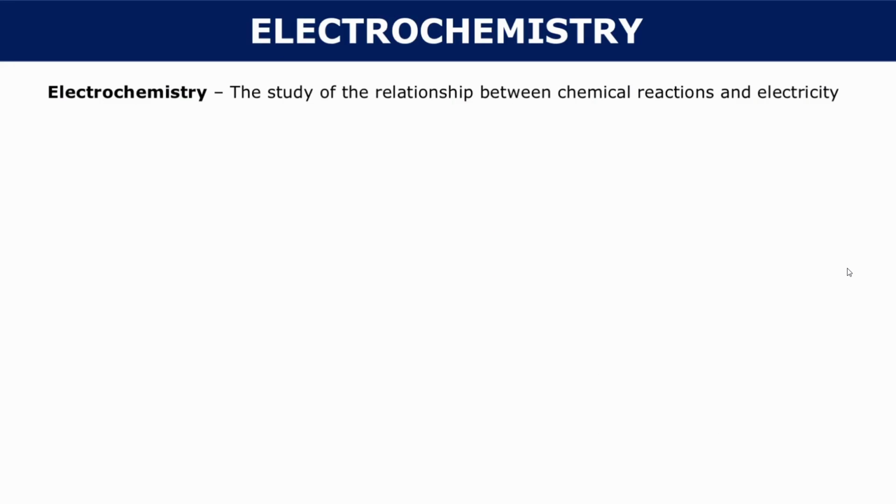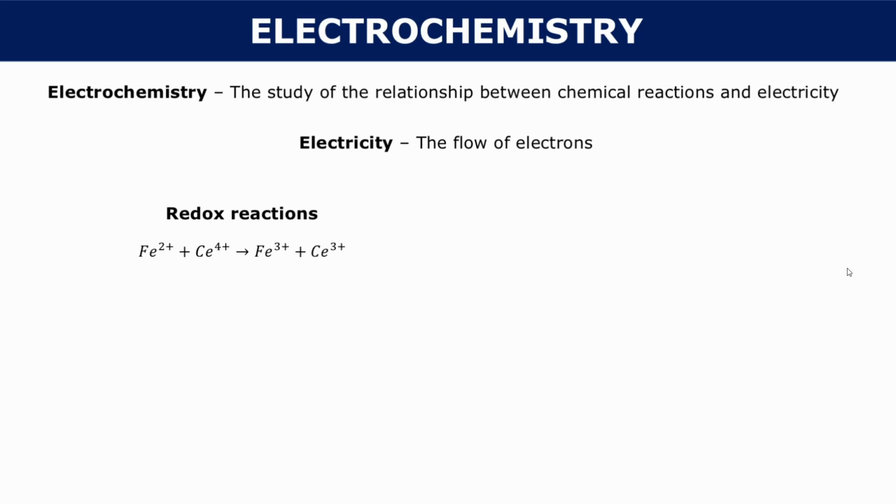So basically, this entire unit is about electrochemistry. And electrochemistry is just the study of the relationship between chemical reactions and electricity. Electricity is kind of confusing sometimes. So what is electricity? Well, electricity is just the flow of electrons. And the way we can relate chemical reactions and electricity is if we look at redox reactions.